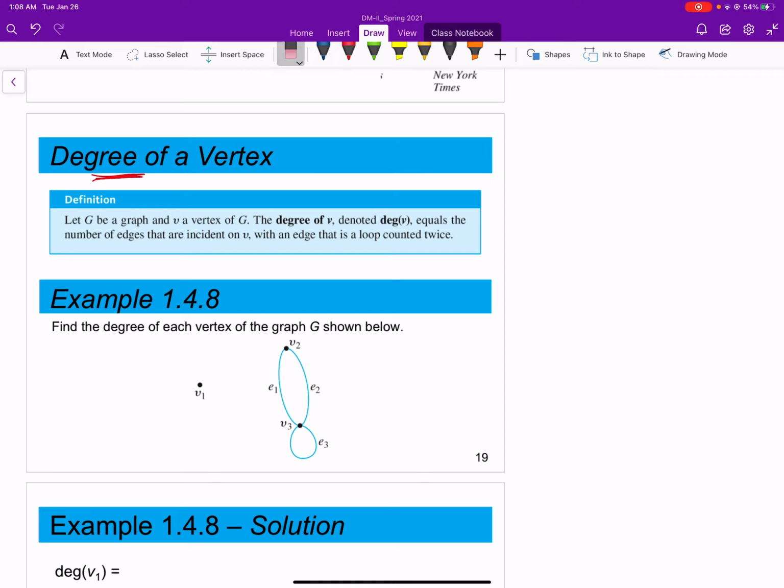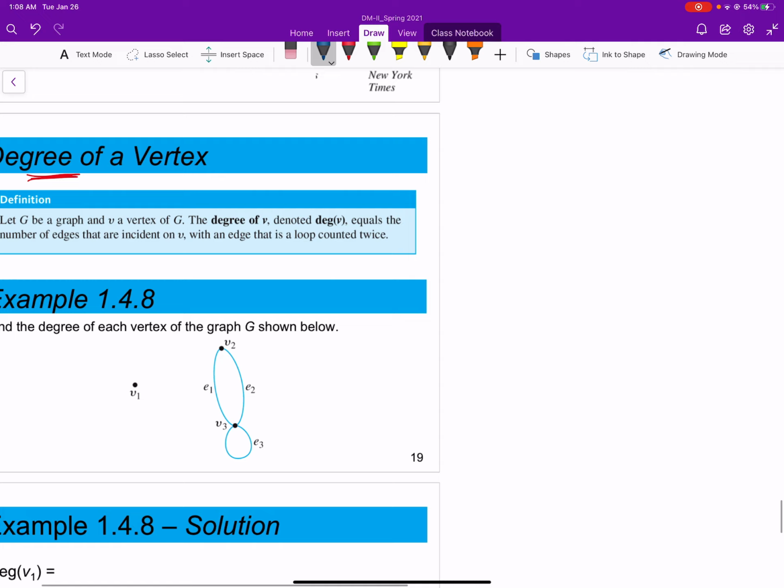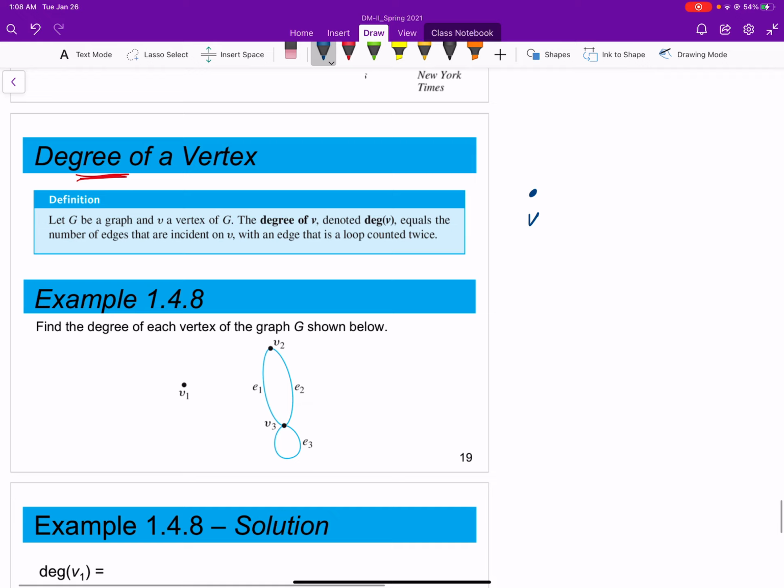Let G be a graph and V a vertex of G. The degree of V, denoted deg V, equals the number of edges that are incident on V, with an edge that is a loop counted twice. It is something like this. So you have a vertex V, and then you count how many edges are incident to that. Edge 1, edge 2, edge 3, edge 4. Okay, so deg V equals 4.